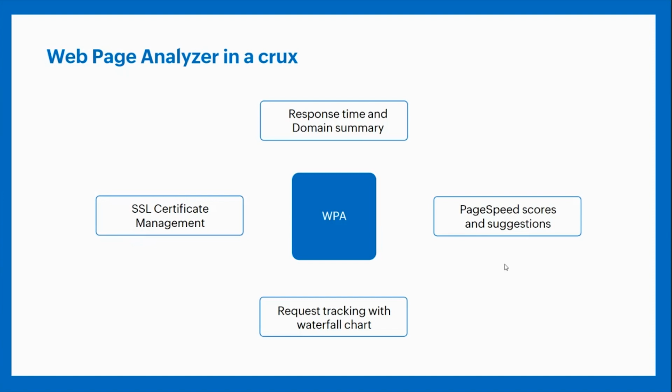You can also request tracking with a waterfall chart. So what a waterfall chart is: when a web page renders, it might have various components that constitute the page, such as CSS, JS, images, etc. Web Page Analyzer tracks the transactions that take place when all these components load. The waterfall chart gives you a visual representation of the critical metrics related to each transaction. This helps you understand which components load slowly and why. This way, you can prevent website downtime and slowness and help the website perform optimally. You can also manage your SSL certificates efficiently with the help of a web page analyzer.